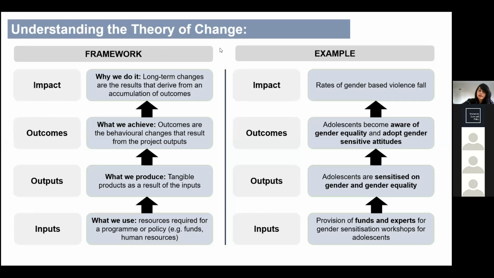At a medium term level, the goal may be to adopt gender sensitive practices. And in the longer term, it may be that the goal is that the rates of gender-based violence fall. So all of these are goals, it's just about the temporal aspect. Is it long term? Is it short term? And what leads to the other?